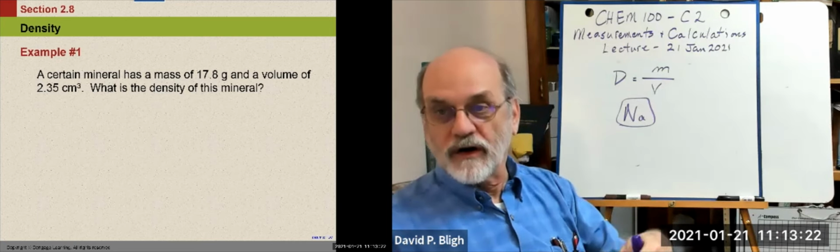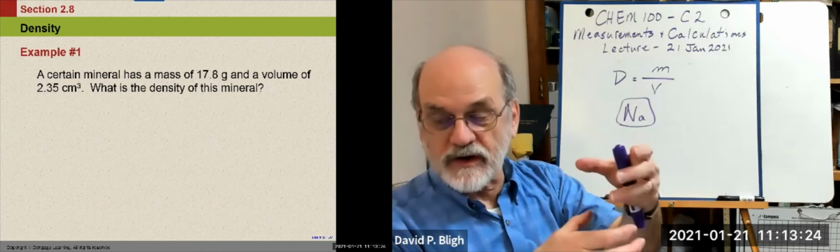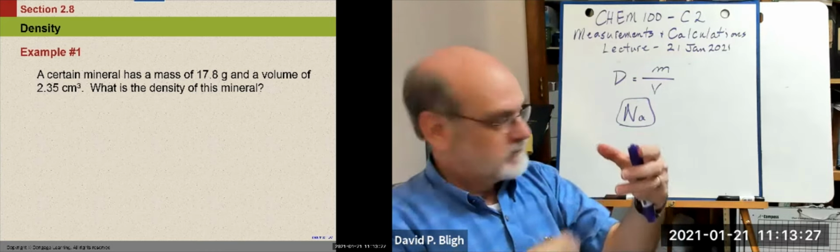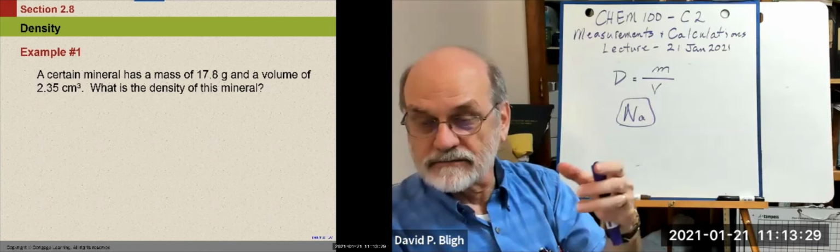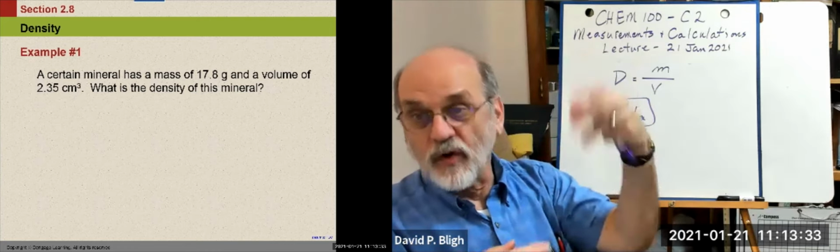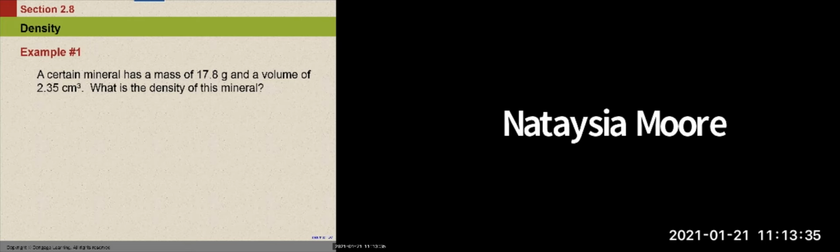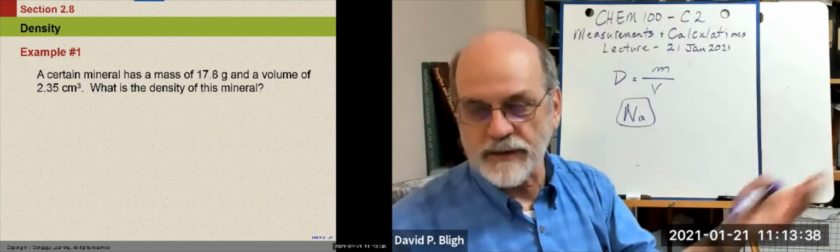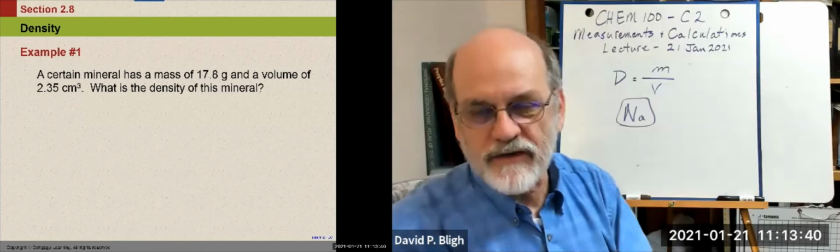So we would put oil in our graduated cylinder. We would drop the chunk of sodium in there after we weighed it and see the displacement of the oil. See, simple, displacement is displacement, whether it's water or something else. So we have this mineral.